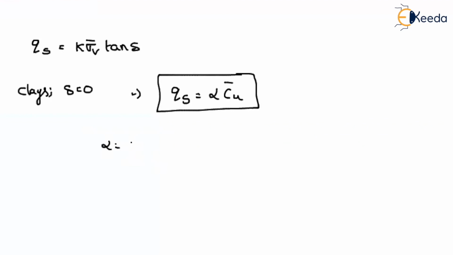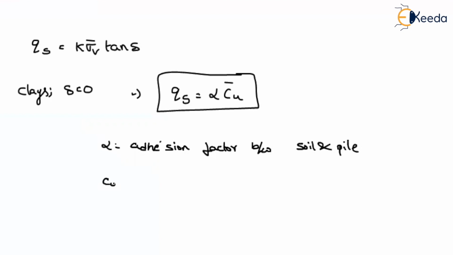Alpha is nothing but a friction factor, or else we can also call it an adhesion factor, between soil and pile. And Cu bar is nothing but the average shear strength of the soil, the average cohesion. So this is the friction resistance for clays.